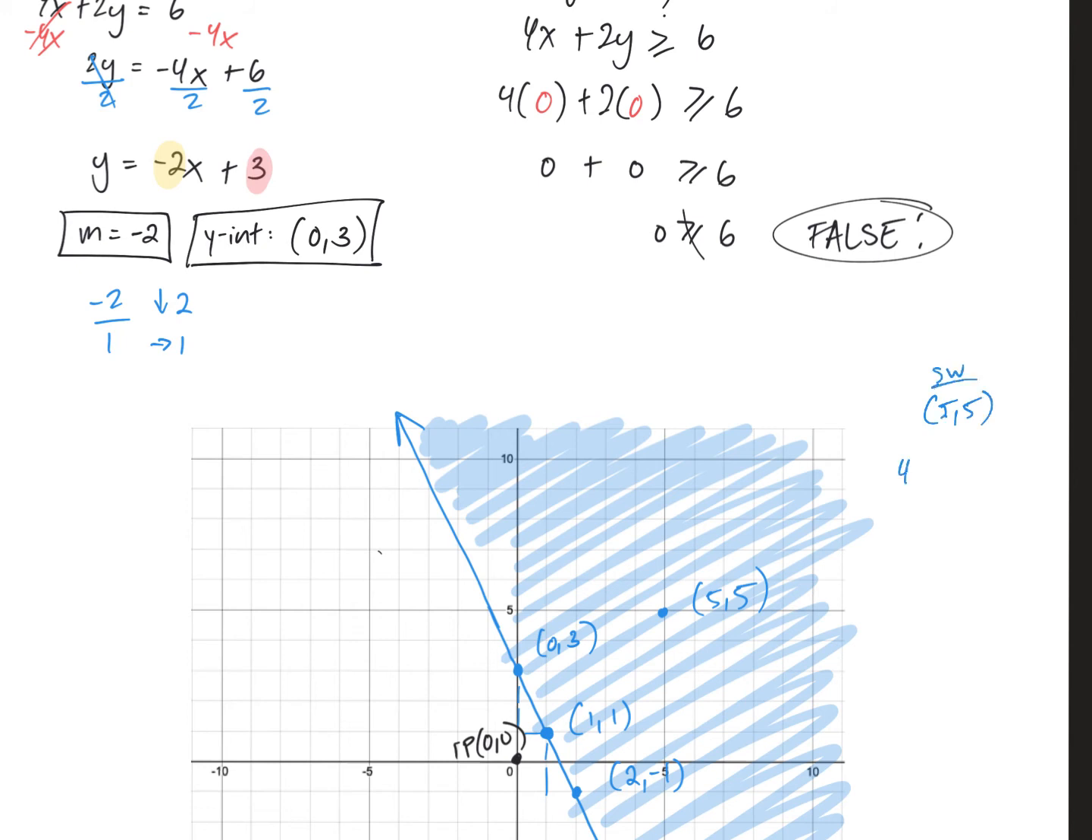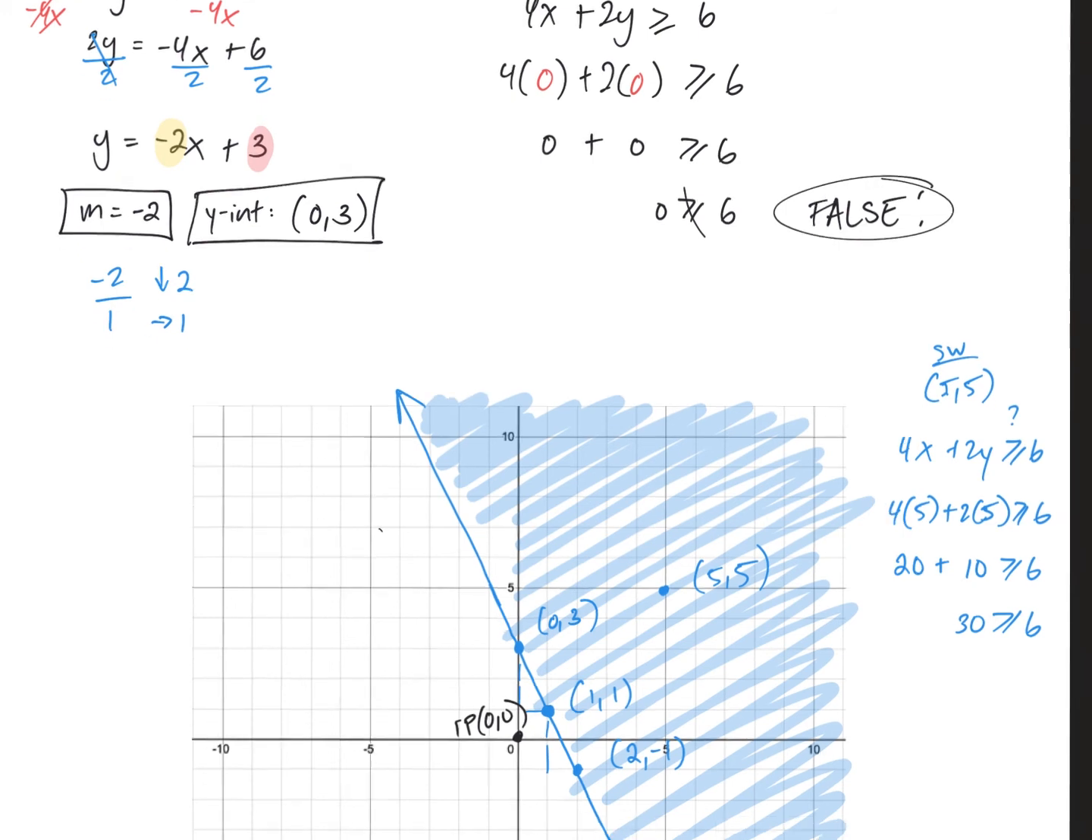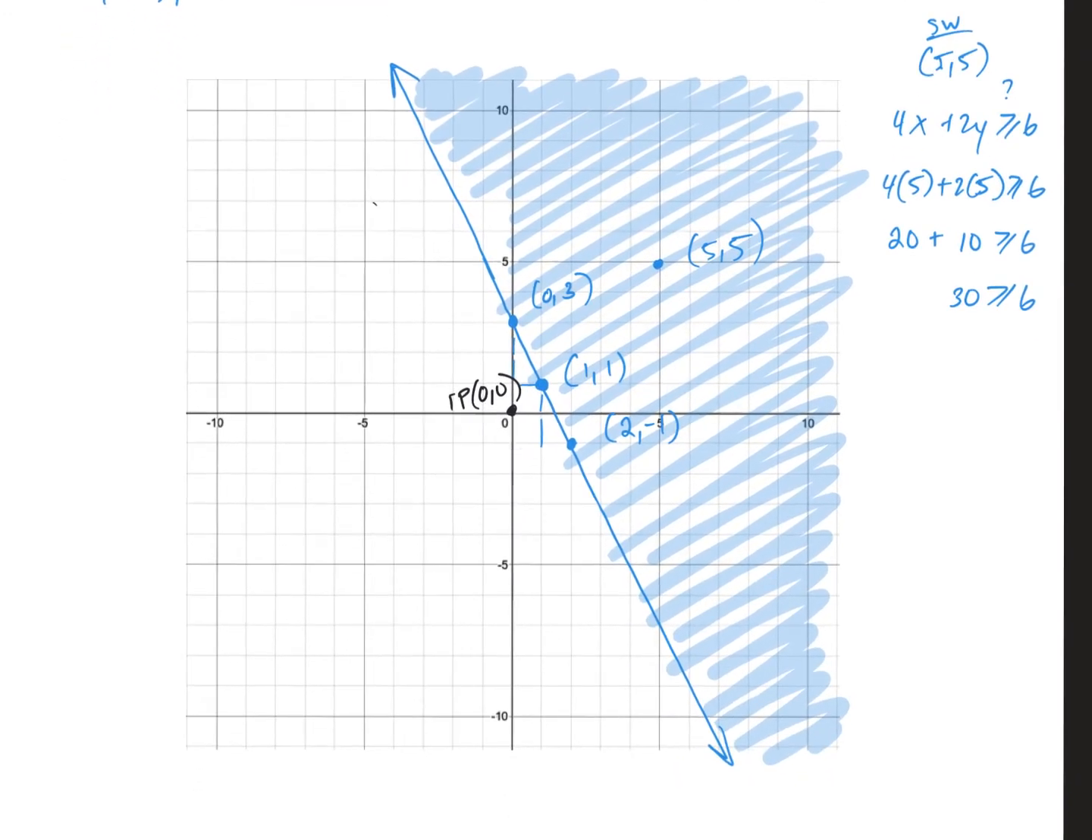Okay. So we're going to have 4x plus 2y. I want to see if that's greater than or equal to 6. So 4 times 5 plus 2 times 5. Is that greater than or equal to 6? Well, 4 times 5 is 20, plus 2 times 5 is 10. And we have 30 is greater than or equal to 6, which is true. So yeah, it does make sense. The values that are in the blue shaded zone make this inequality a true statement. Values from the other side make it a false statement. And you can go ahead and play around with some other points. Pick some random points and then check them out and see if they make sense to you.